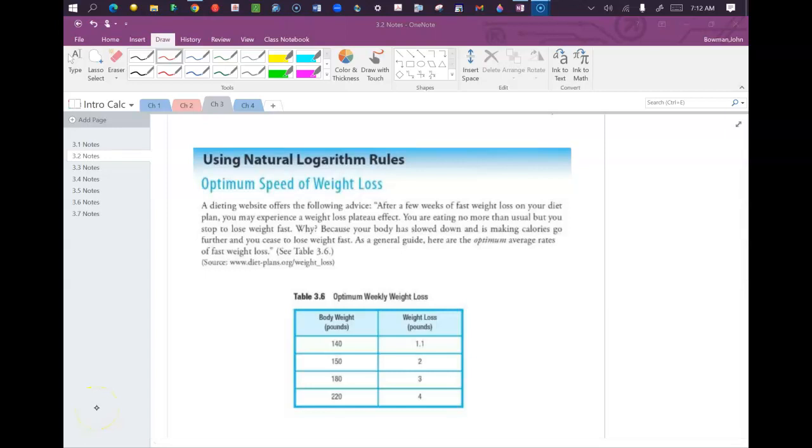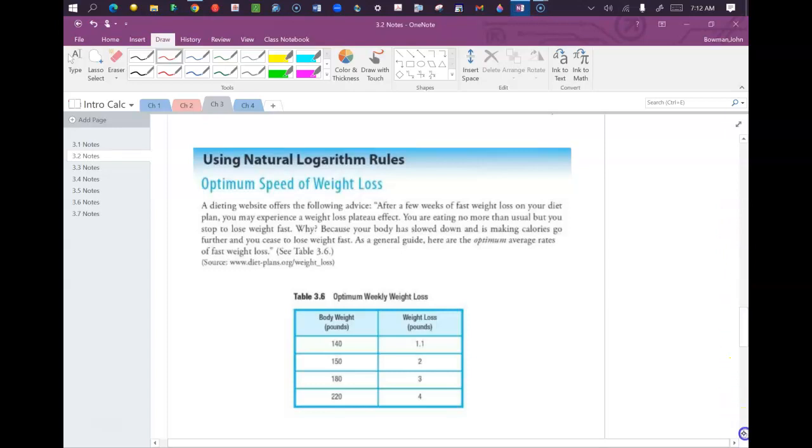A dieting website offers the following advice. After a few weeks of fast weight loss on your diet plan, you may experience a weight loss plateau effect. You are eating no more than usual, but you stop losing weight fast. Why? Because your body has slowed down and is making calories go further, and you cease to lose weight fast. As a general guide, here are the optimum average rates of fast weight loss in the table, based on body weight, the weight loss in pounds.